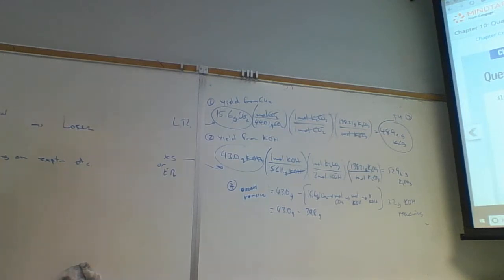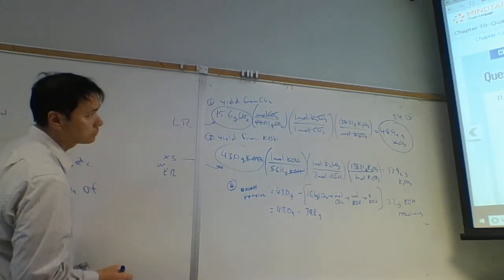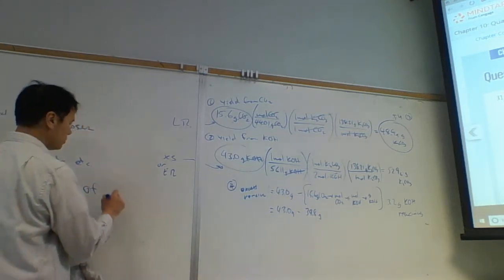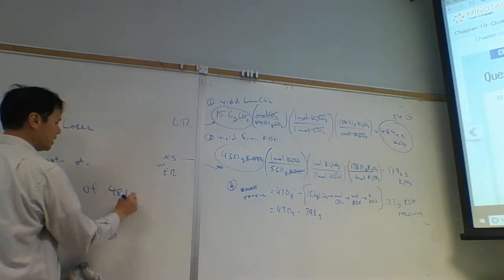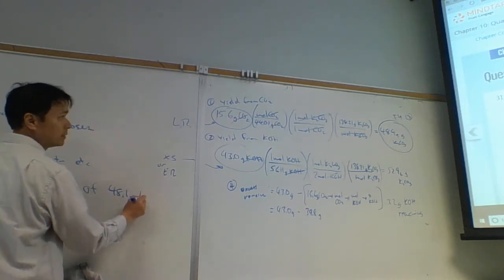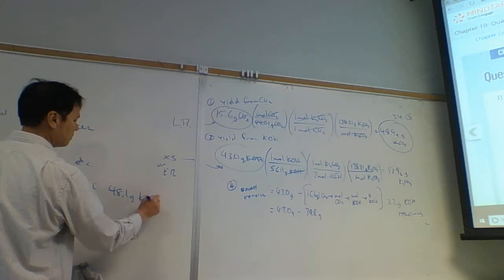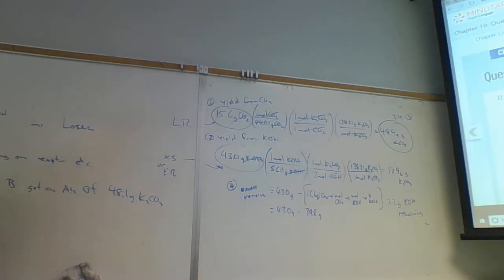And so, let's say experimenter B got an actual yield of, let's say they were pretty close, 48.1 grams of potassium carbonate. In theory, they should have gotten 48.9, so they lost 0.8 of a gram. What is the percent yield?